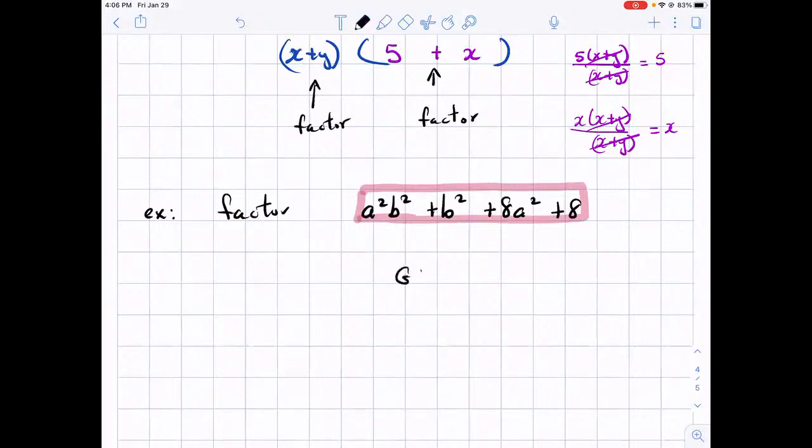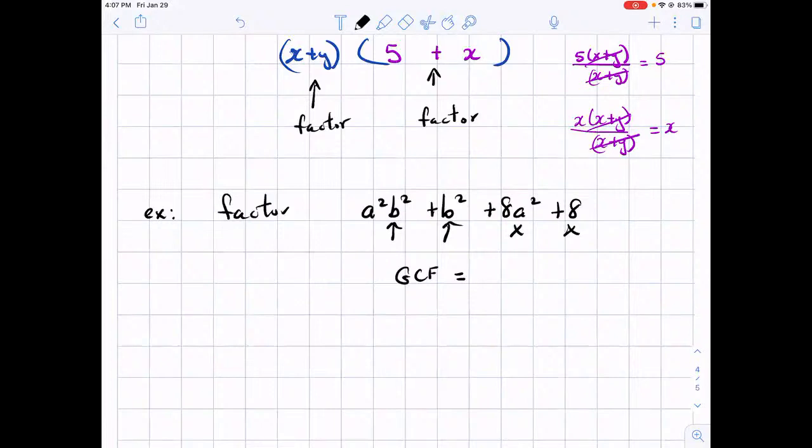What is the GCF? Remember, GCF, if you say it's a letter, the letter must be in every single term. So there's a here, there's no a here, there's an a here, and there's no a here. So a is not part of the GCF, okay? If we do this again and we look at the b's, there's a b here, there's a b here, there's no b here, there's no b here. So b is not part of the GCF.